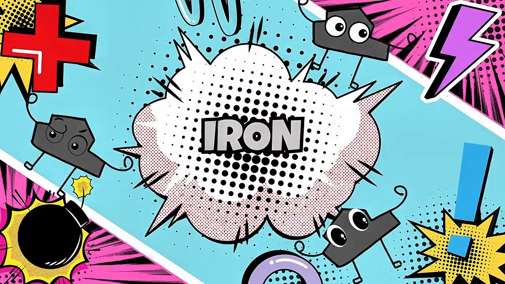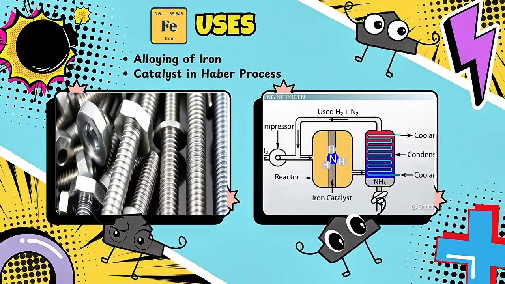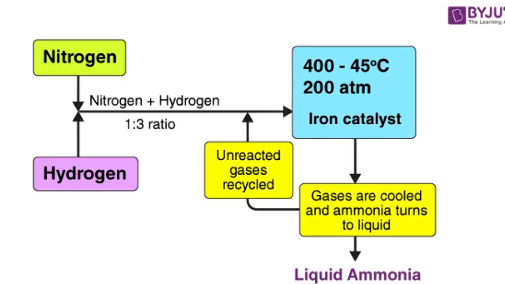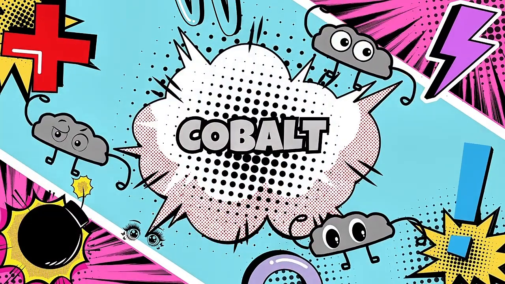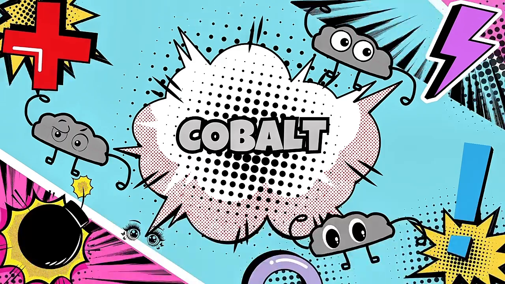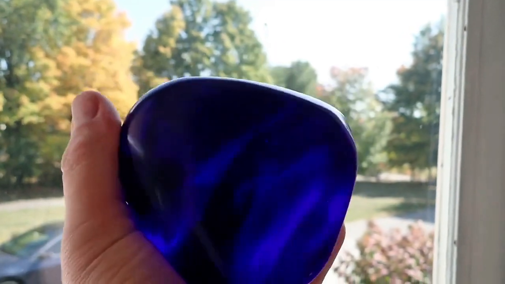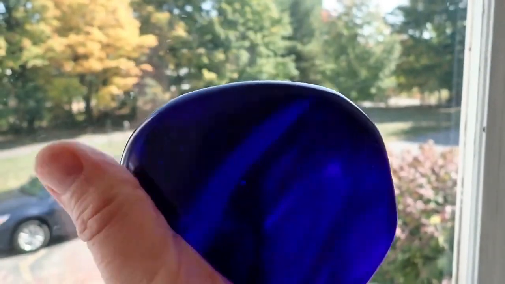Now we're going to look at iron. Iron is used in alloying of iron and also as a catalyst in the Haber process. Iron will speed up the reaction between nitrogen and hydrogen to form ammonia without being consumed. So the next one is cobalt, which is used in magnets and also millennia, which imparts a rich blue color to the glass. Cobalt ions will absorb specific wavelengths of light, producing a deep blue color in glass and ceramics.